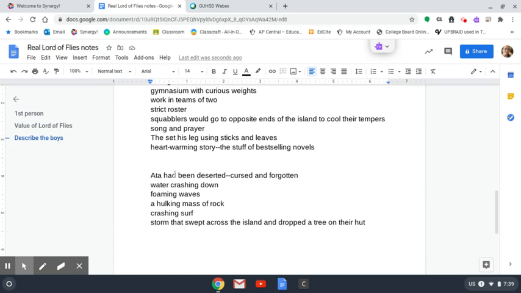And then finally, he makes a choice to really focus on the obstacles. That Ada had been deserted, that had been cursed, the foaming water crashing down.